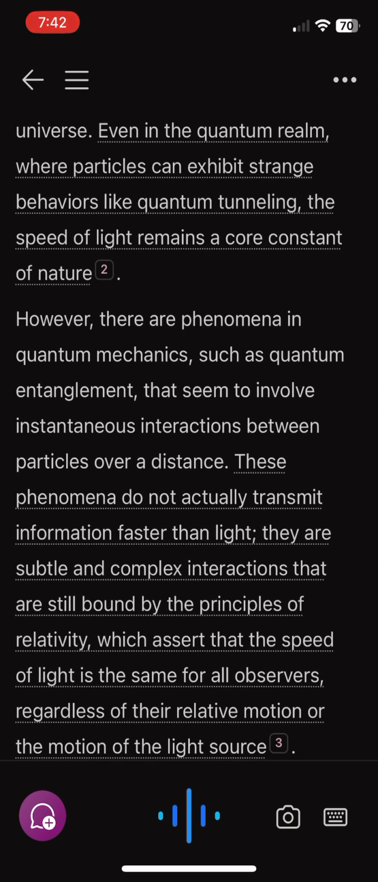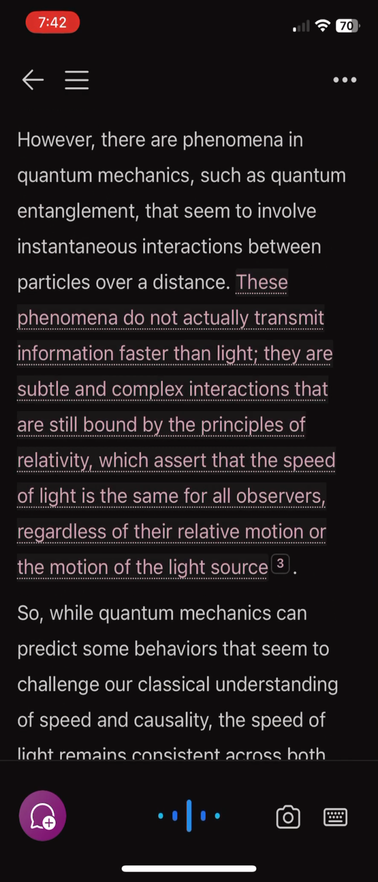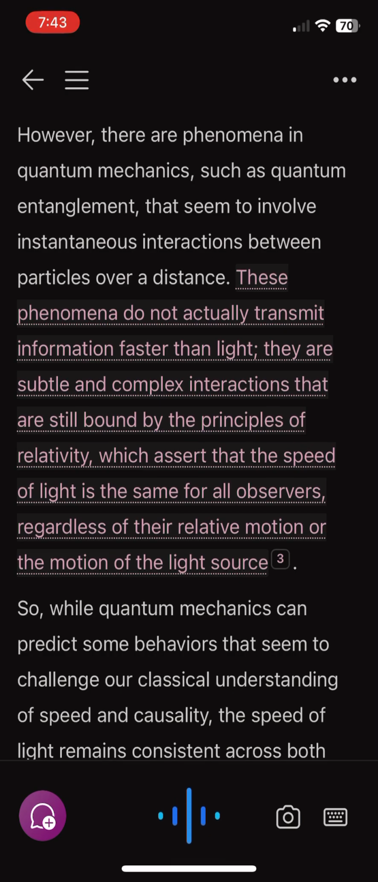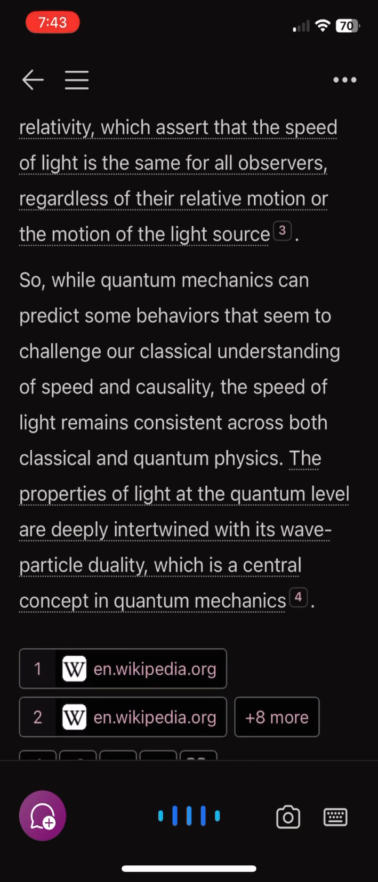Even in the quantum realm, where particles can exhibit strange behaviors like quantum tunneling, the speed of light remains a core constant of nature. However, there are phenomena in quantum mechanics, such as quantum entanglement, that seem to involve instantaneous interactions between particles over a distance. These phenomena do not actually transmit information faster than light. They are subtle and complex interactions that are still bound by the principles of relativity, which assert that the speed of light is the same for all observers, regardless of their relative motion or the motion of the light source.